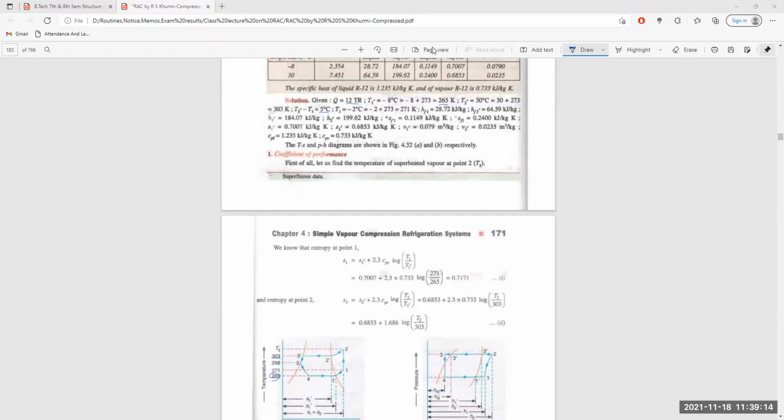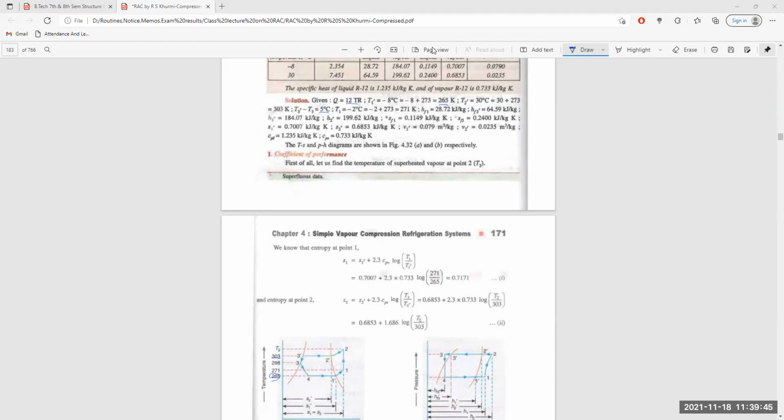T3 to T3 dash difference is only 5 degrees. So T3 is 298 and T3 dash is 303 degree Kelvin itself. Next, T1: as stated in the problem, the refrigerant is entering into compression in the superheated region. So it is clear that the point of entrance of the refrigerant is not on the dry saturated vapor line, but in the superheated region.